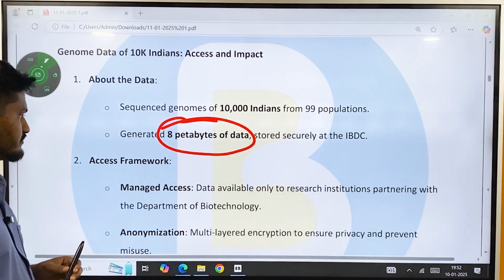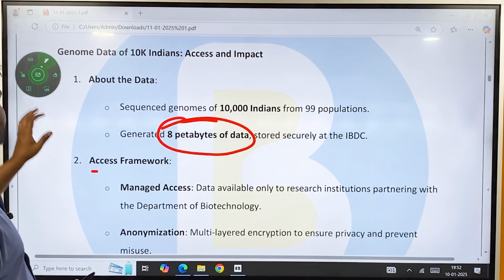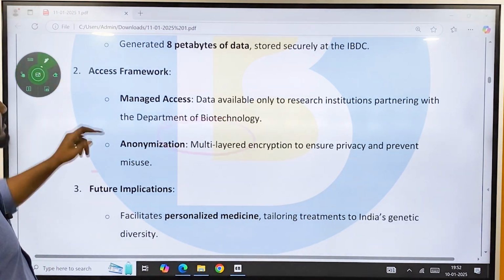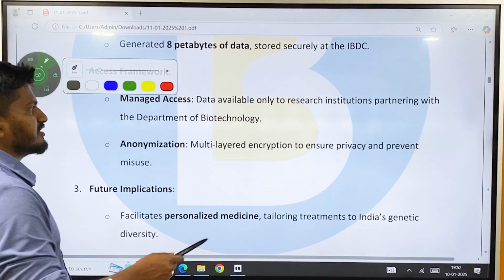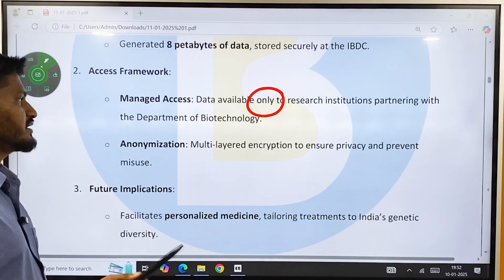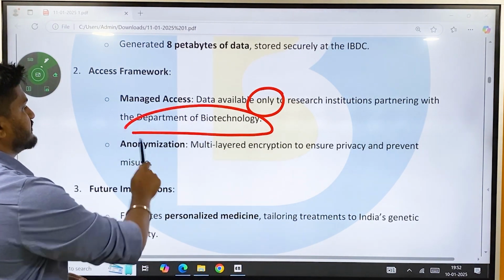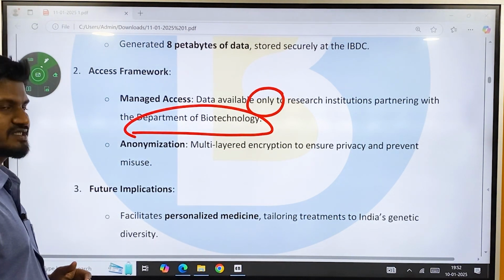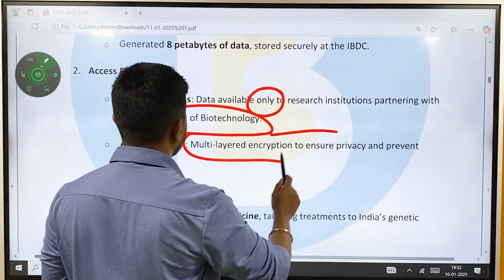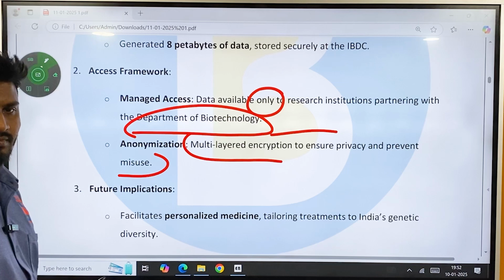Then the access framework: it is not open source, it has managed access, meaning it is not available to everyone. It is available only to research institutions which are partnering with the Department of Biotechnology. And then anonymization: there is also multi-layered encryption to ensure privacy and prevent misuse.